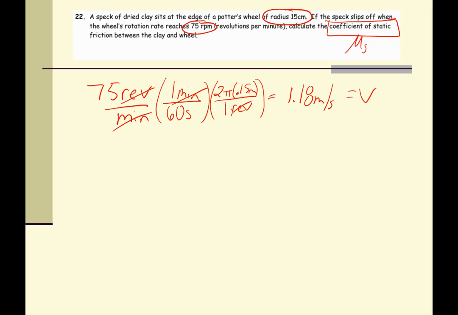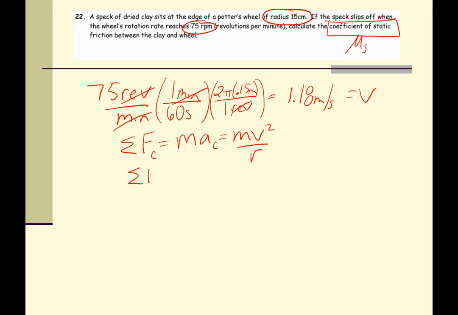Okay. So it says the speck of dry clay sits at the edge of the potter's wheel with a radius of 15 centimeters, and slips off when the wheel's rotation rate reaches 75 revolutions per minute. Okay. So then the next thing that we want to figure out is our sum of forces. And remember, this is a centripetal force. So our sum of forces is equal to mass times centripetal acceleration, which is the same as m v squared over r. Okay. So what is that equivalent to?